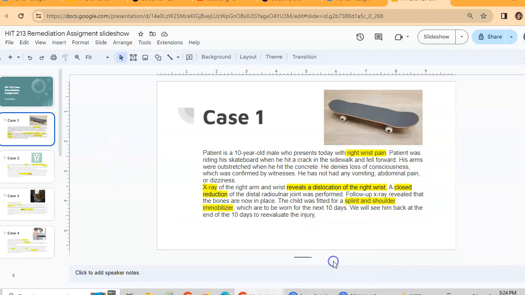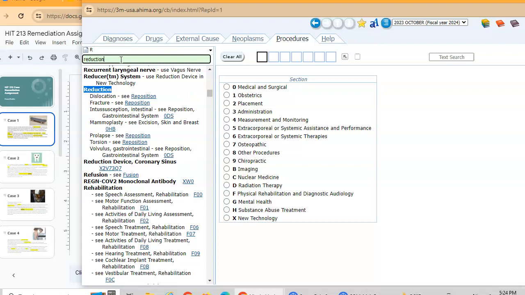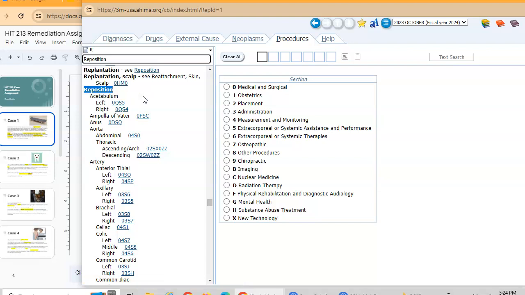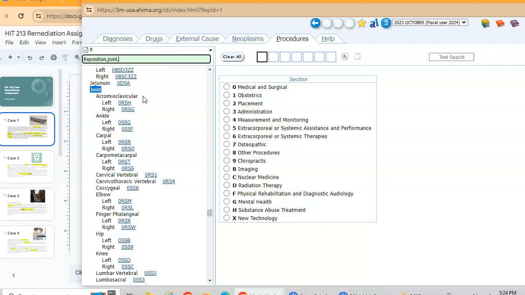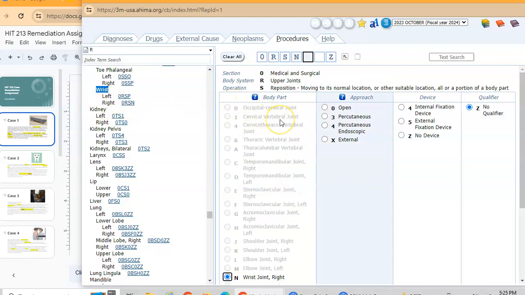So, in coding this, I would start with reduction. It's telling me to see the reposition. So we're going to start with reposition now. We know it's of the joint, and we know it was a wrist joint, and we know that it was the right wrist.